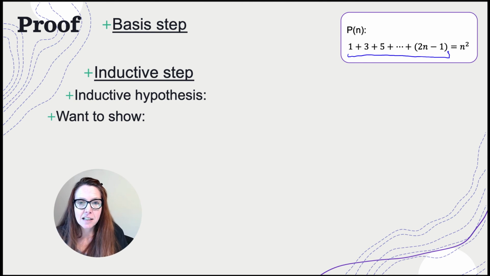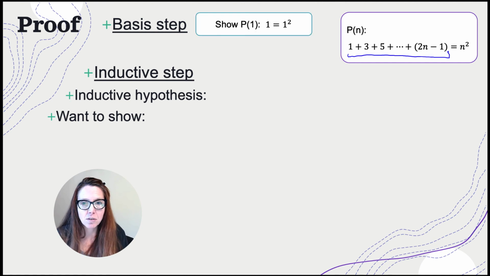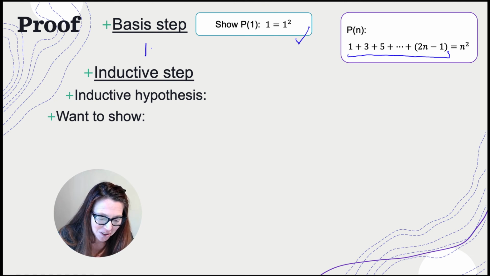So our basis step is just to show that P of 1 is true. P of 1 is just showing that 1 plus no other odd is equal to 1 squared. I'm going to say I believe that one. Even stating it almost shows that it's true. 1 is equal to 1 squared.